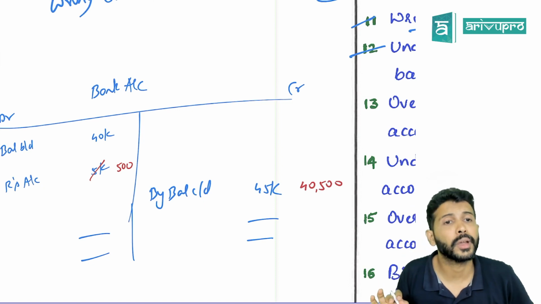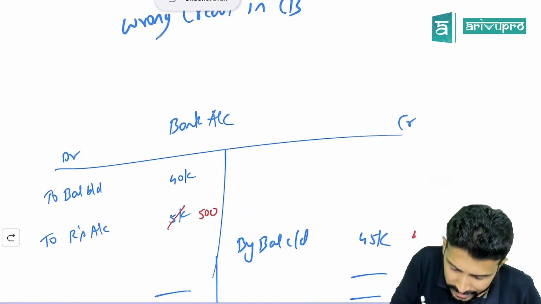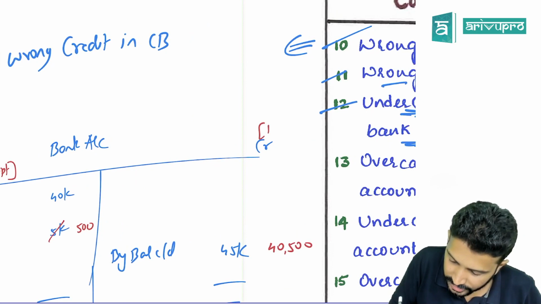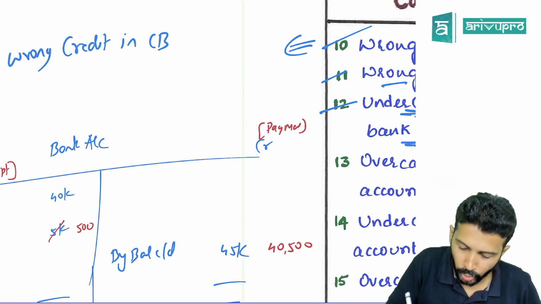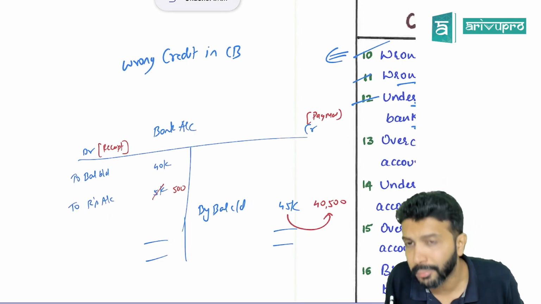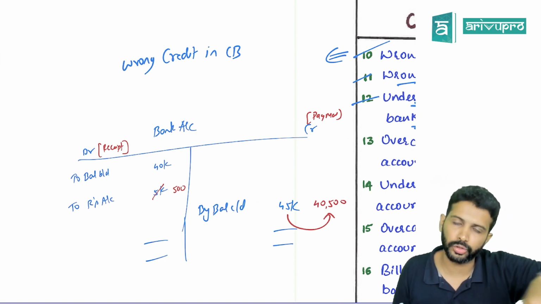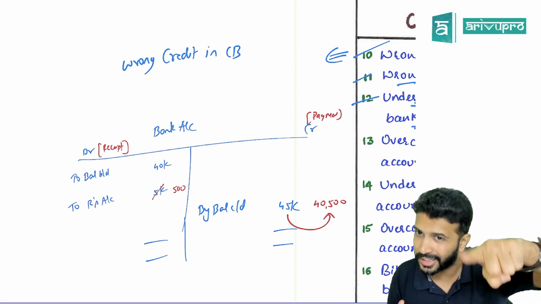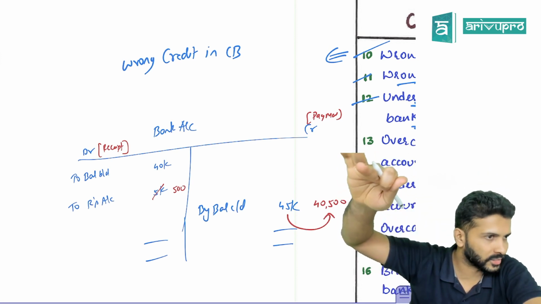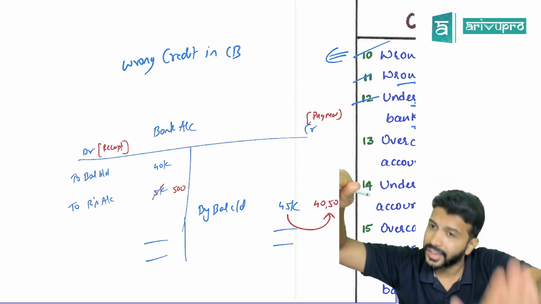40,500. So if you do some undercasting on the debit side, which represents which side of cash book? Receipt side. And credit side represents payment side. If you do undercasting on the receipt side, then check the balance. From 45,000 it became 40,500. So balance increased or it reduced? Reduced. So if you are doing undercasting of the debit side of cash book, then cash book balance will reduce. I've shown it to you with example here. Because of this, our cash book balance has unnecessarily got reduced.